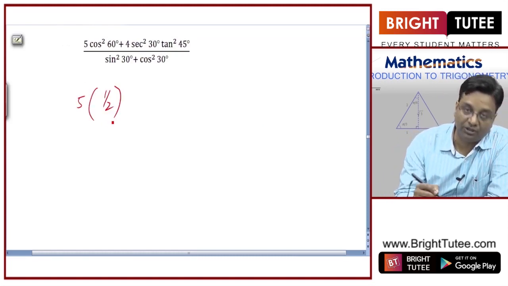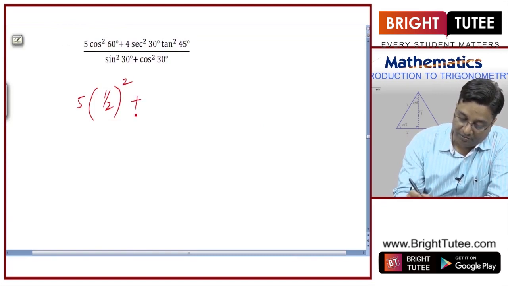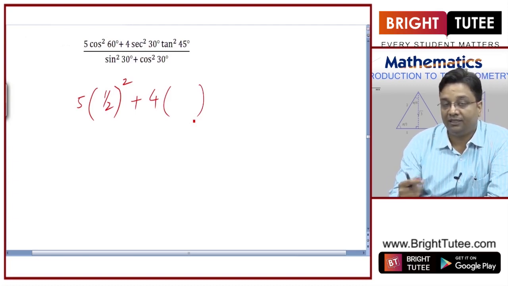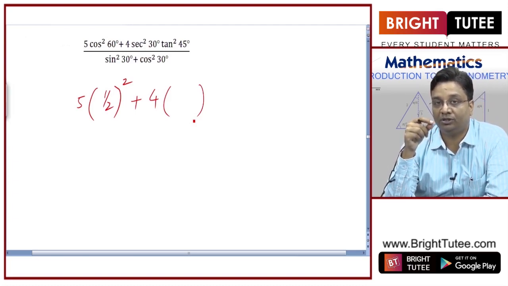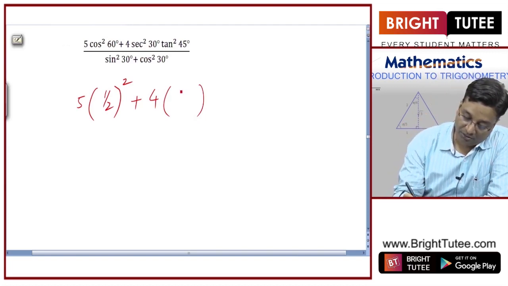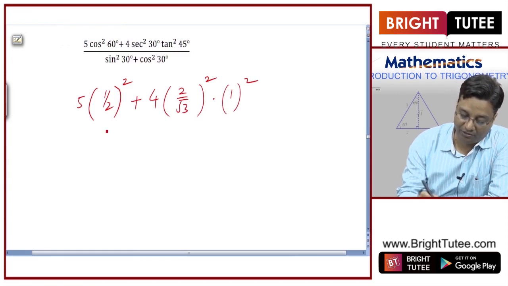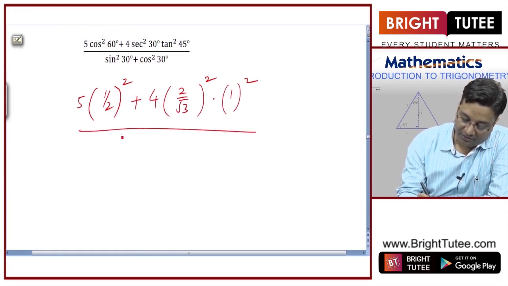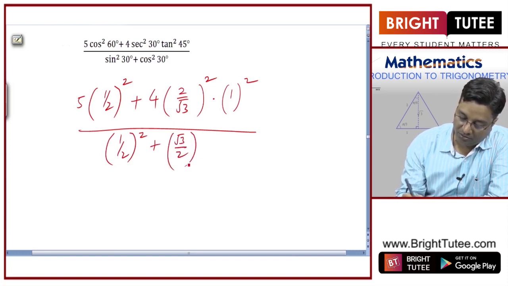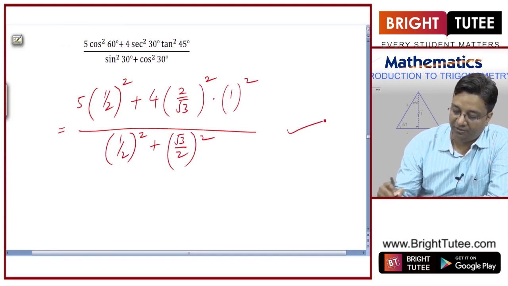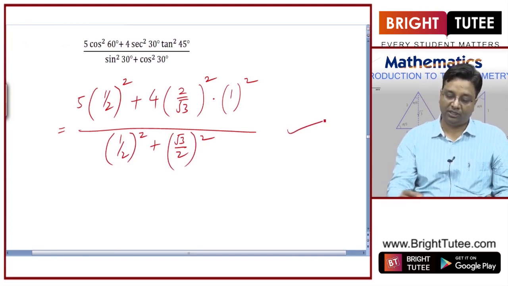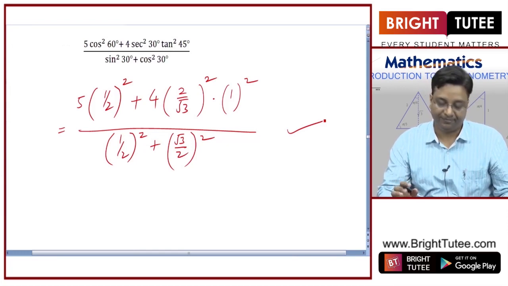This is 1 by 2. Cos 60 is 1 by 2 squared plus 4 into, what is secant 30? Secant 30 is reciprocal of cos 30. Cos 30 is root 3 by 2. So 2 by root 3 squared into tan square 45. Tan 45 is 1, squared is 1 square. This is 1 by 2 squared plus this is root 3 by 2 squared. Now I leave the simplification part to you. Okay, you just simplify it and this is your final answer.